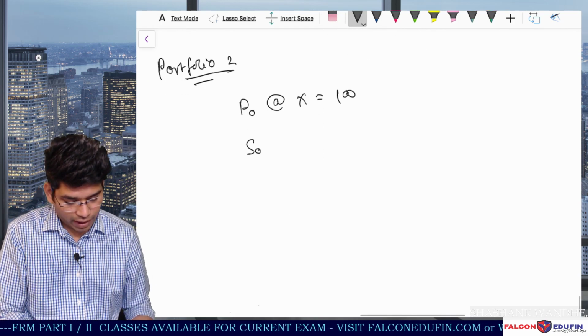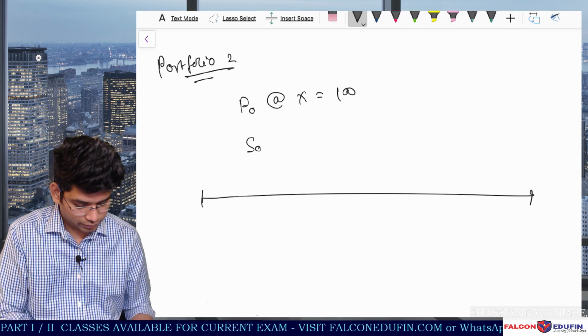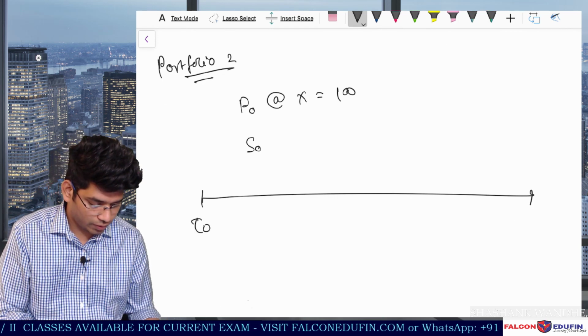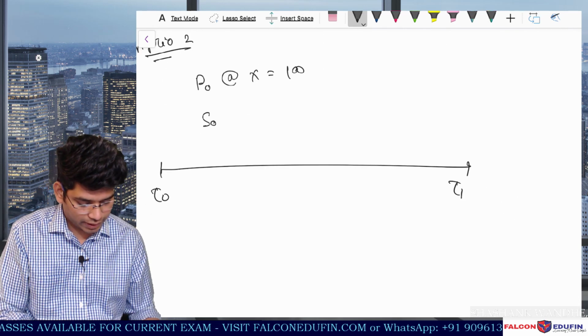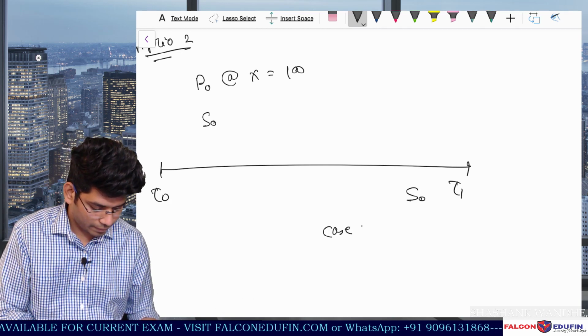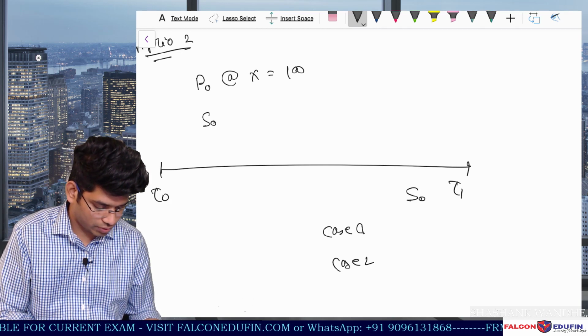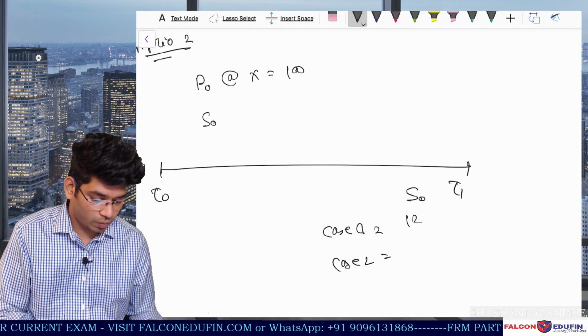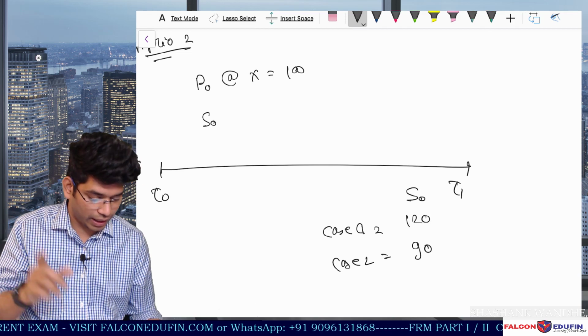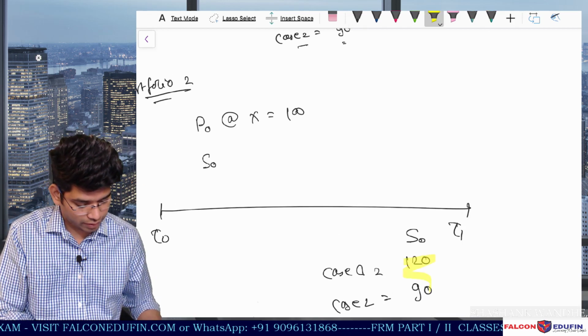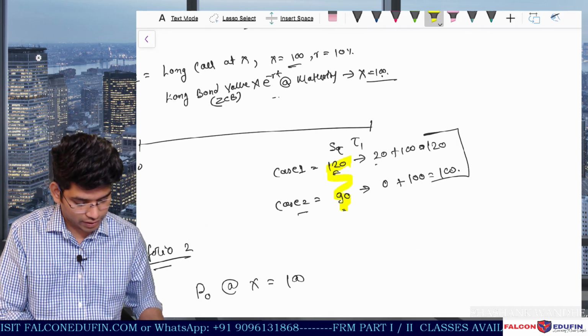Okay, let's see what will happen in case of portfolio 2. This is again T0, T1. So we said that S0, case 1, case 2. Tell me, case 1, the price goes to 120, case 2, 90. This is exactly the same as C. This is exactly the same as this. Now we will see the payoff.